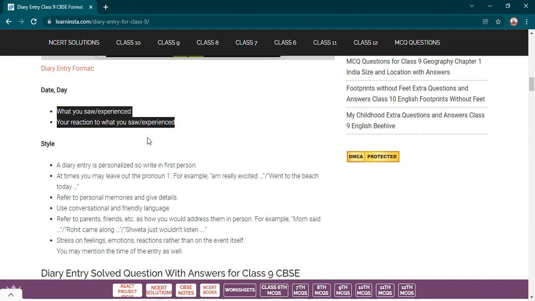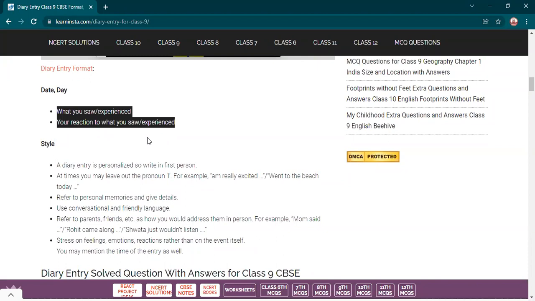That's all. And always remember, you need not write 3-4 paragraphs in your diary entry. You just go for the rule of 2 paragraphs only. 2 brief paragraphs. If it is for 4 marks, write accordingly. If it is for 7 or 8 marks, write accordingly. The word limit you will increase. If it is for 4 marks, you will write 100 to 120 words.